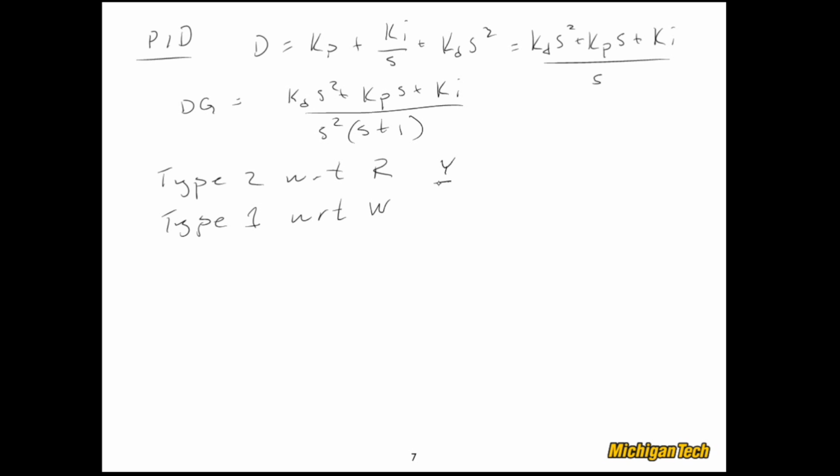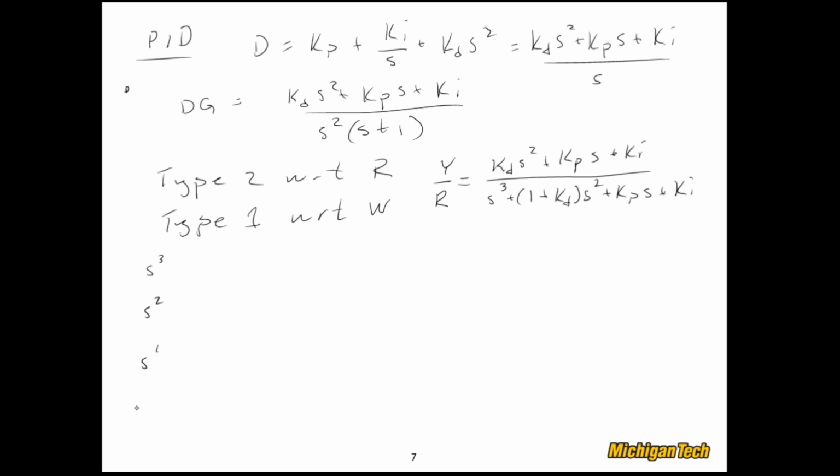Now, our closed loop transfer function, with respect to the reference, is KD s squared plus KP s plus KI, divided by s cubed plus (1 plus KD) s squared plus KP s plus KI. Great. Now, we've already covered the steady state response, but now let's take a look at the transient response by probing stability a little bit.